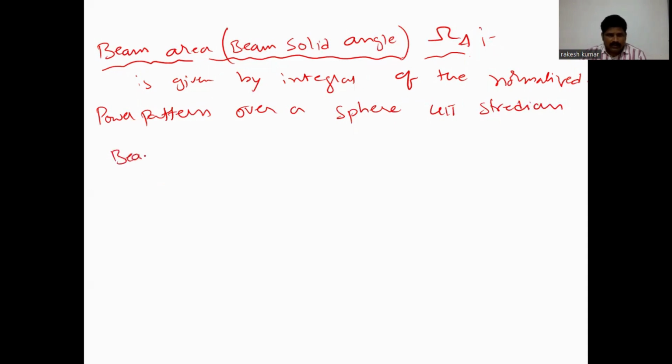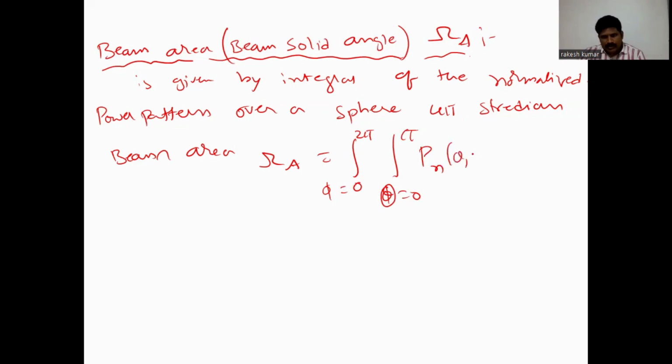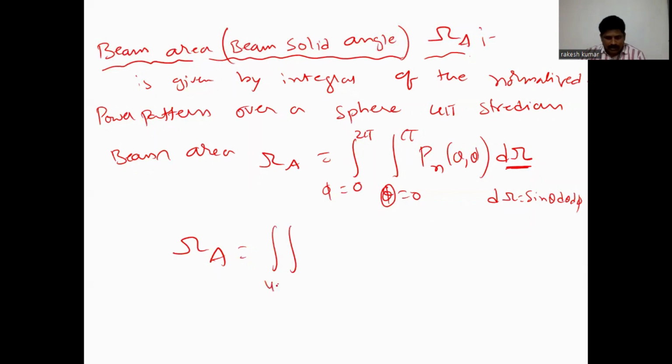Therefore, the formula for beam area, omega A, is the integral of phi from 0 to 2 pi and theta from 0 to pi of the normalized power Pn of theta comma phi into d omega. d omega means sin theta d theta d phi. So the beam area is the double integral over 4 pi of the normalized power Pn of theta comma phi into d omega. Very, very important.